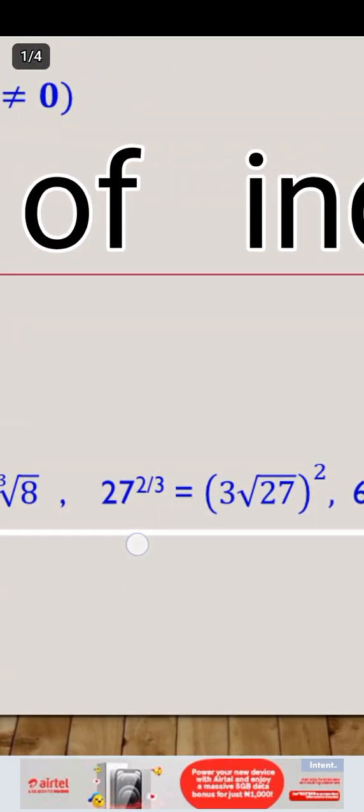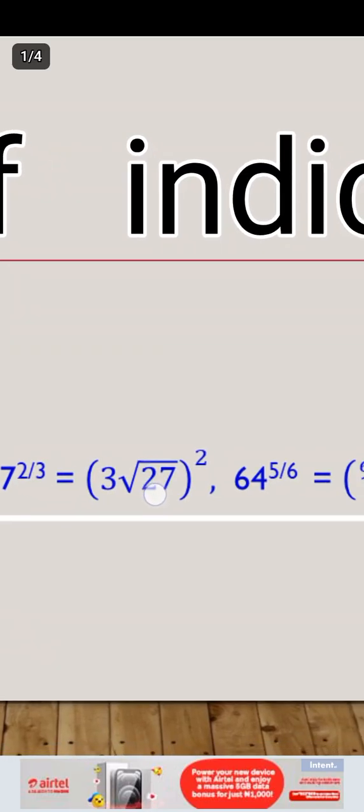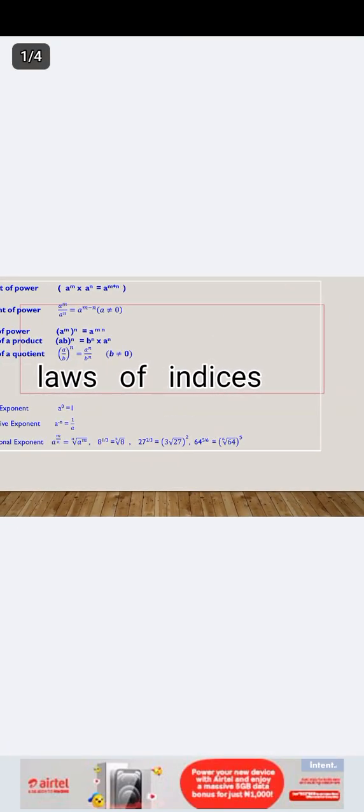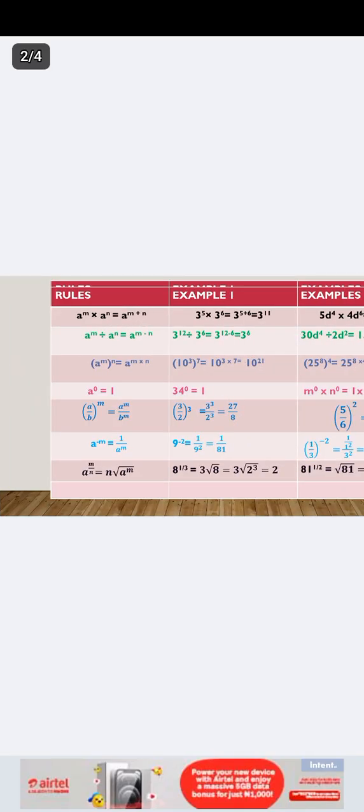And 27 raised to power 2 over 3 is the third root of 27 raised to power 2. Also, another example is 64 raised to power 5 over 6, which means the sixth root of 64 raised to power 5. Now, we are going to go back to these rules and take examples one after the other.